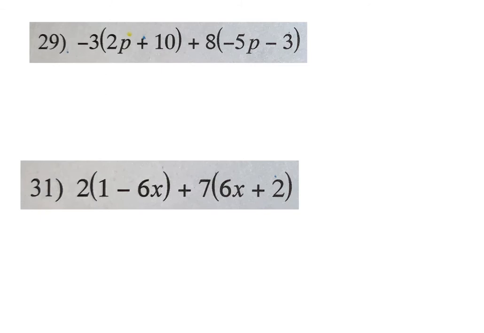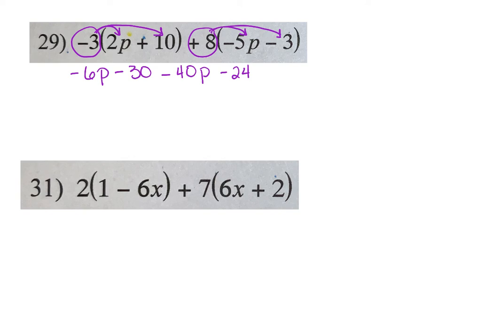All right, so for the first one, I have -3 times the quantity 2p plus 10 plus 8 times the quantity negative 5p minus 3. So I am going to distribute each one of these. First, I'm going to take the -3 times the 2p. What's -3 times 2p? -6p, right? Then I'm going to say -3 times 10. That's going to be -30. Then +8 times -5p. Then +8 times -3. There we go.